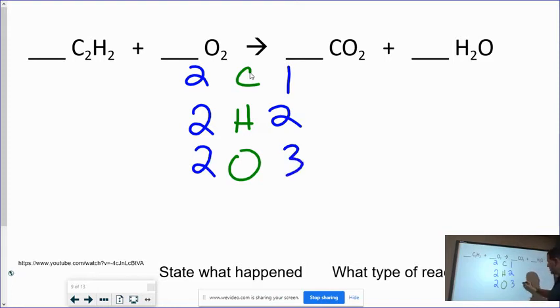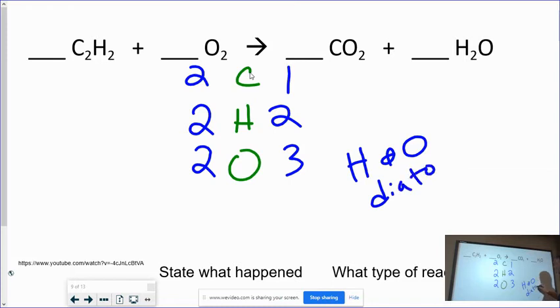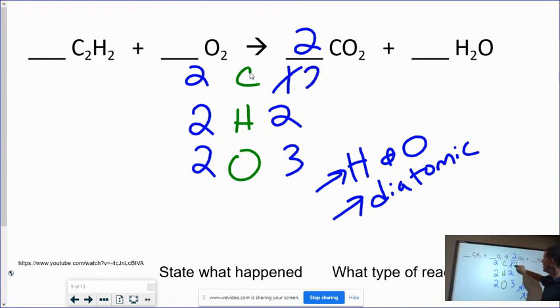So remember, we're going to save H and O for the last, towards the end, and diatomics are going to be the very last thing that we do. So second to last, absolute last steps. So I look at this, I need to balance out the carbons. I can do that really quick. I put a 2 right there. That changes my carbon count right there to 2. But it also changes my oxygen count.